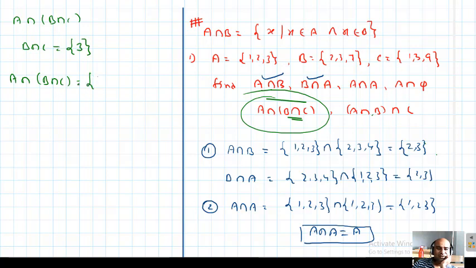After that, I want to find A intersection of (B intersection C). What is A here? {1, 2, 3} intersection {3}. What is that? The set {3} only. Next, I want to find this value.